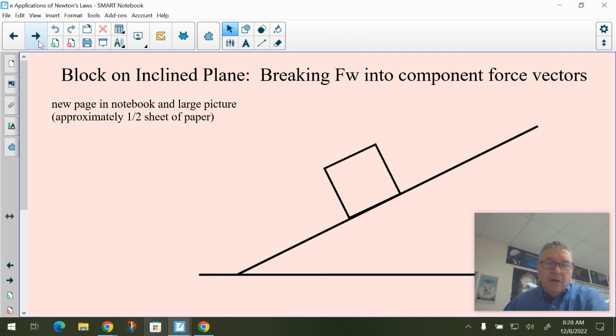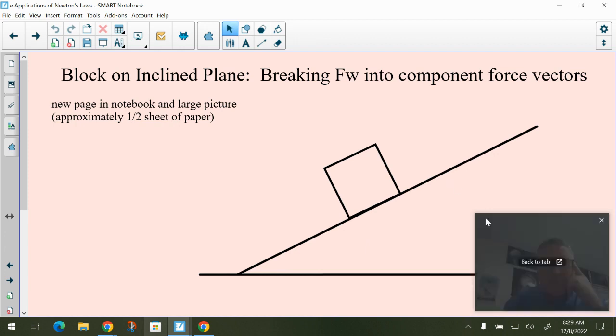So in your notebook, again, you want to draw this picture relatively large. Don't draw a one line or two line. Take about a third of your paper and draw a block on an incline. We're going to look at the free body diagram of this block placed on this incline. So here's a surface that's inclined to the horizontal, and we're going to look at what's happening in this situation.